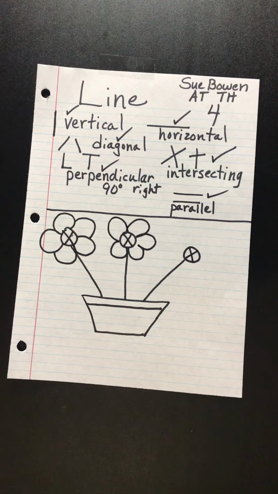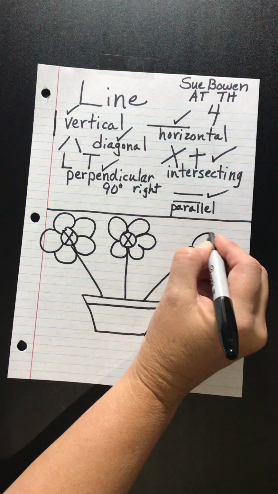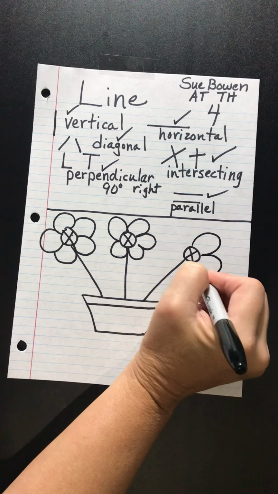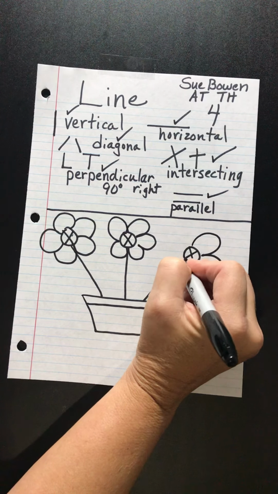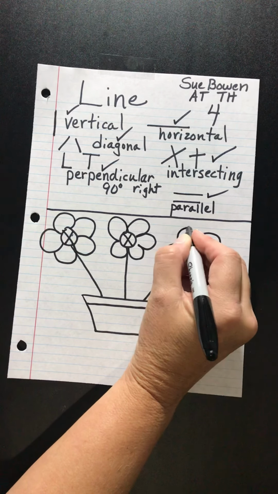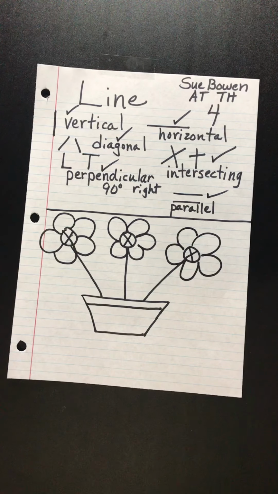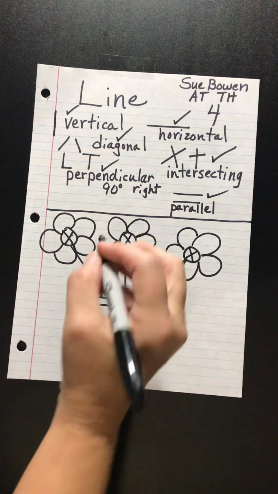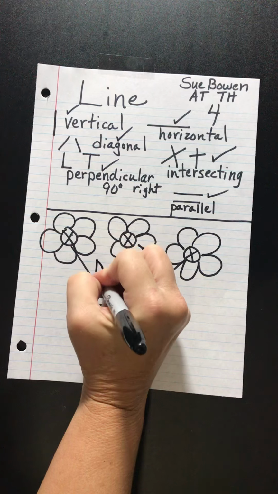Okay, and let's finish the third one up. Remember, if I'm going too fast, what do you do? Pause the video. All right, we've got some flowers. We need some leaves. Let's put some leaves on here like this.